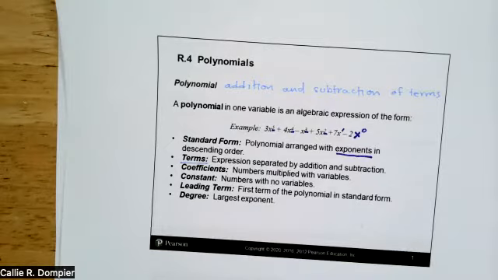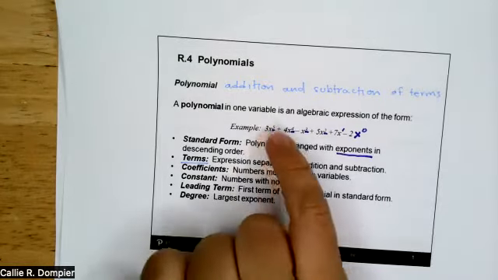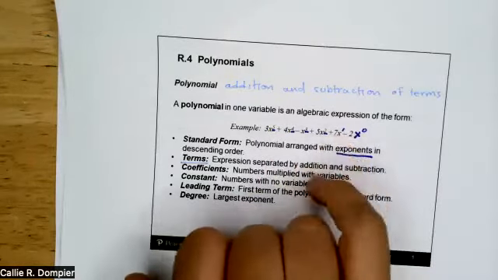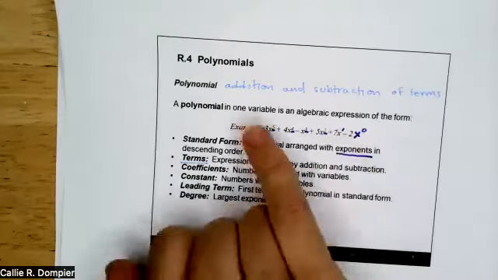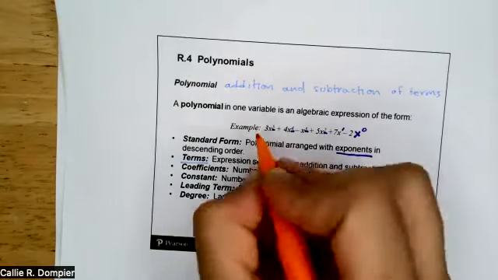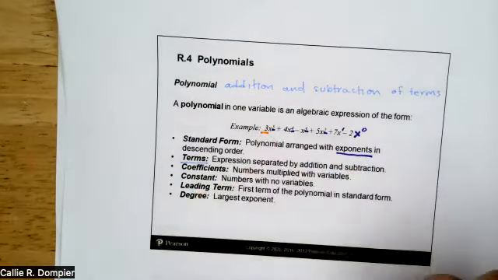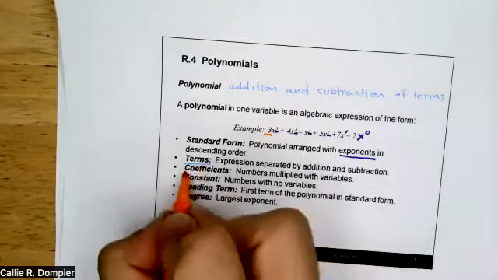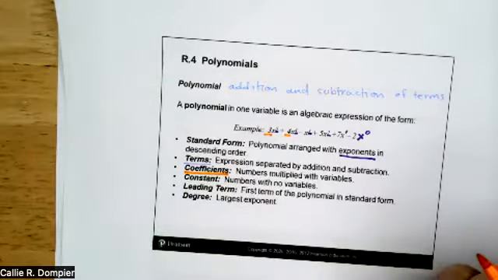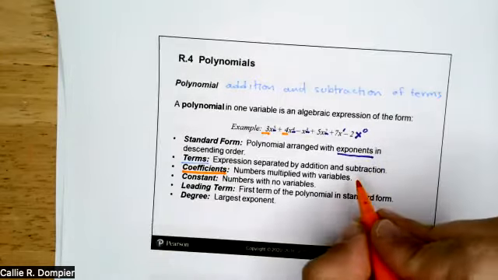They're going from the highest number to the lowest number. The terms are the expressions that are separated by addition and subtraction. So we're adding these two terms, we're subtracting these two terms, we're adding this term, we're adding this term, and then we're subtracting this term from the whole thing. Coefficients are these parts. The 3 of the 3x to the 5th is a coefficient. The 4 of the 4x to the 4th is a coefficient. It's the number in front of the variable.